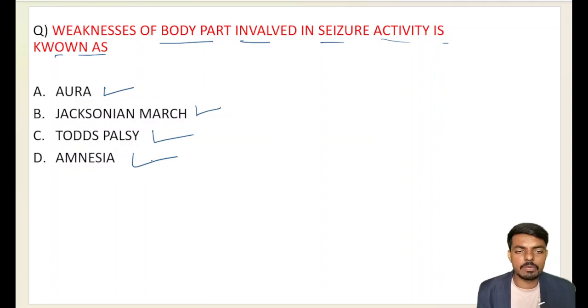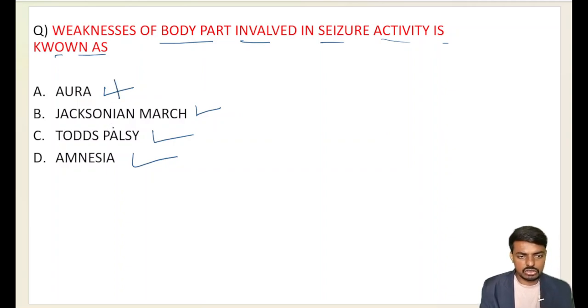Students, the weakness of the body part which is involved in the seizure activity is known as... not an aura. Aura means the warning signs which come before the occurrence of the seizure. So here the seizure has already occurred. After the seizure occurs, the particular part involved in that seizure activity becomes weak. It means it's not an aura. Okay, so we will remove the option aura here.